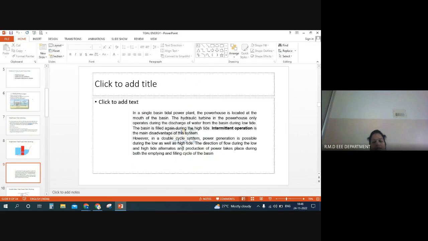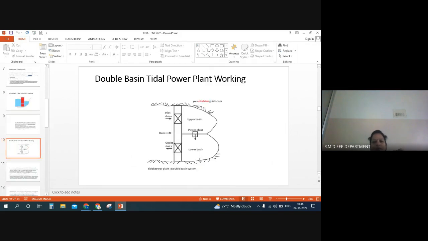However, this can be rectified in the case of the double basin system, where power generation is possible both during the low as well as the high tide. So this is the schematic diagram which shows you the representation of a double basin tidal power plant. This is just an improvement of the single basin. In this, a constant and continuous output can be maintained by suitable adjustment of the turbine valves, which will suit the head under the turbines in which it is operating, right?